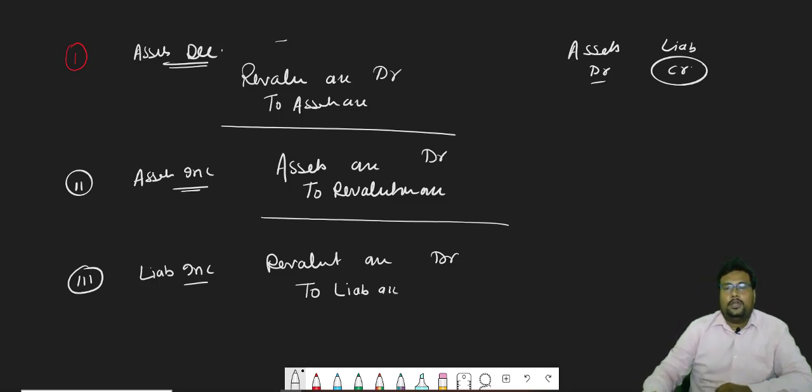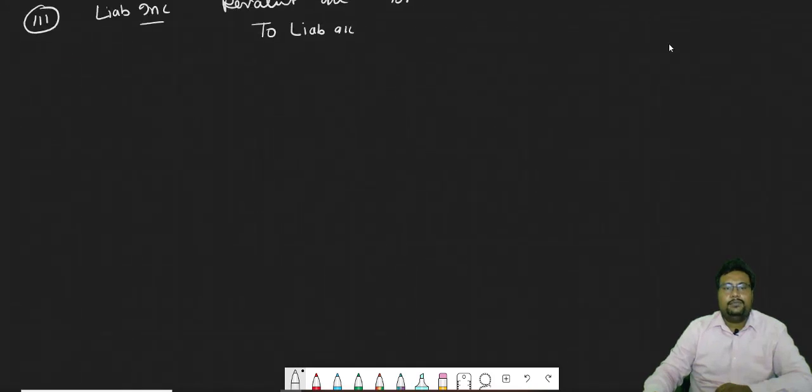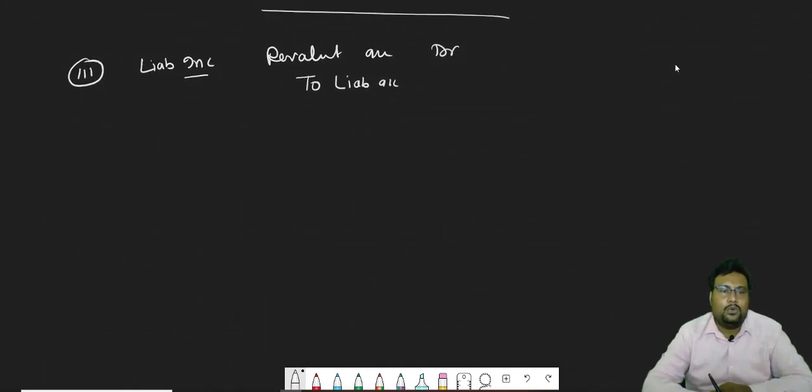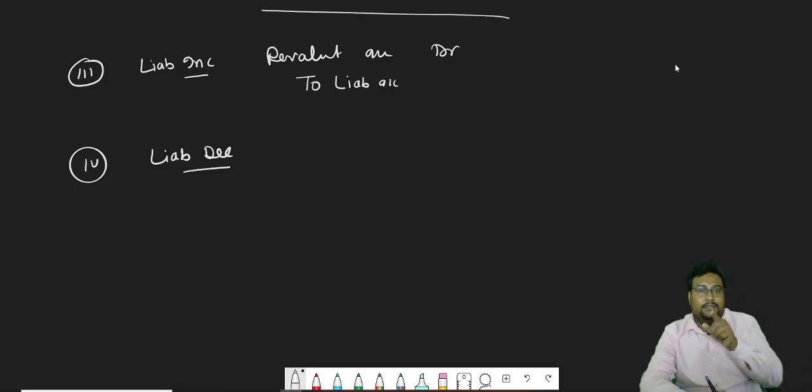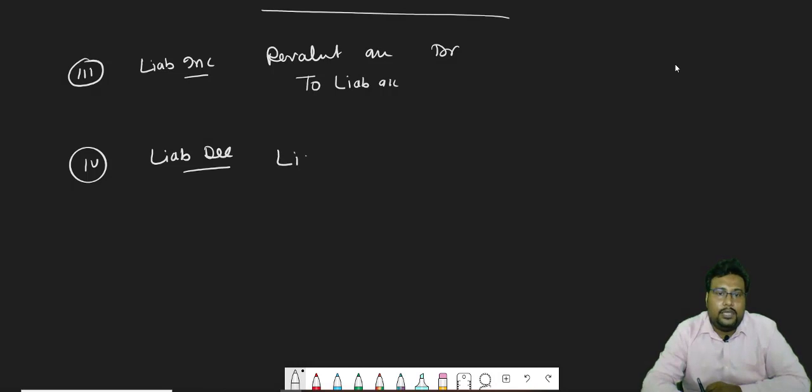Now the next entry in revaluation is the fourth one, when liability decreases. Again beta, when liability decreases, we have a profit, and liability is credit. For decreasing that, we have to pass on the opposite side and liability will be debit. Liability account debit.